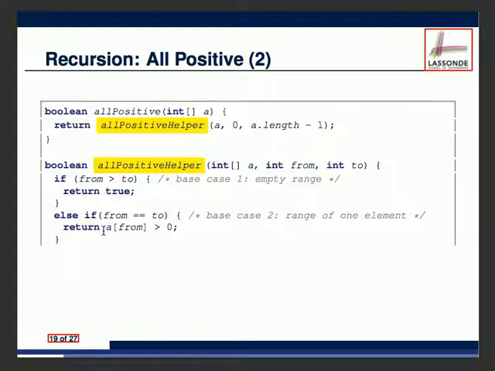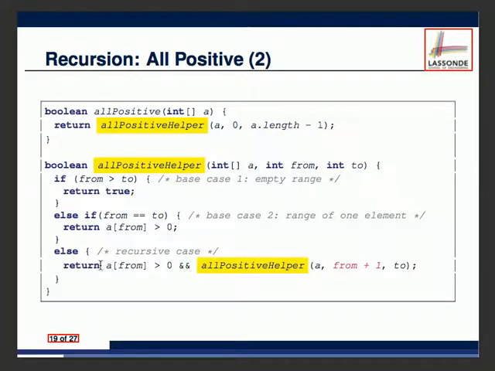Now, what about the recursive call? Recursive call means we'll simply say the from element, the first element we're considering in this current range, is larger than 0, and also allPositiveHelper, that's a recursive call. So now, how can we specify a strictly smaller subarray? Used to be from, but now we say from plus 1. So that means we are moving the pointer to the right by 1 position. So that means we're considering a strictly smaller range.